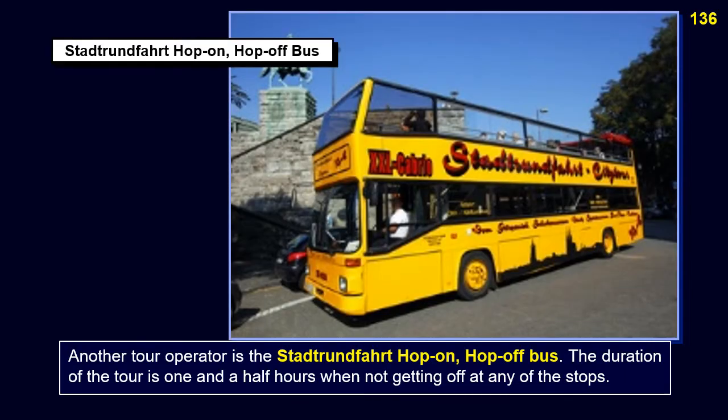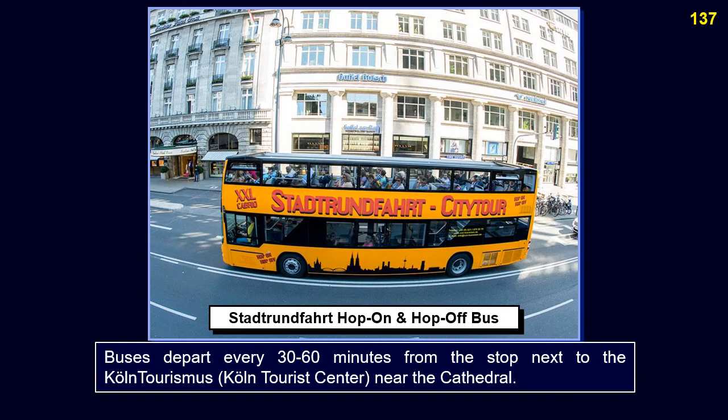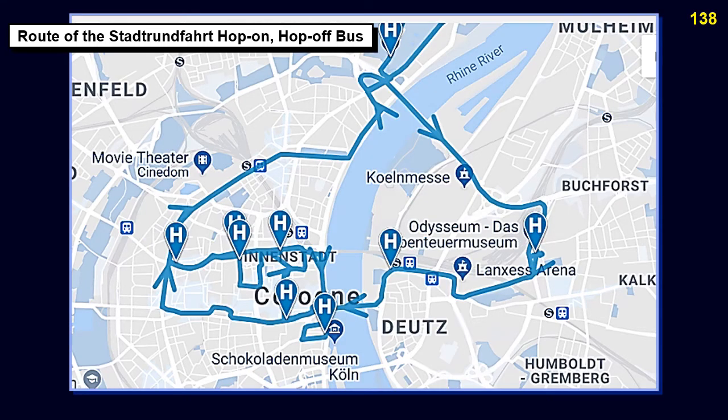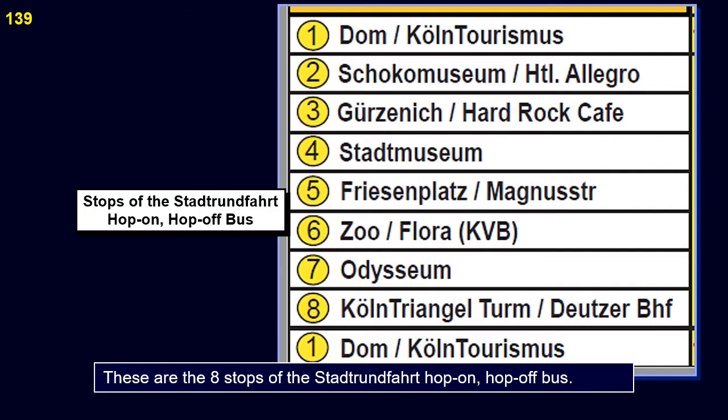Another tour operator is the Stadtrundfahrt Hop-on Hop-off bus. The duration of the tour is 1.5 hours, when not getting off at any of the stops. Buses depart every 30-60 minutes from the stop next to the Köln Tourismus, Köln Tourist Center, near the cathedral. This shows the route of the Stadtrundfahrt Hop-on Hop-off bus. These are the 8 stops of the Stadtrundfahrt Hop-on Hop-off bus.